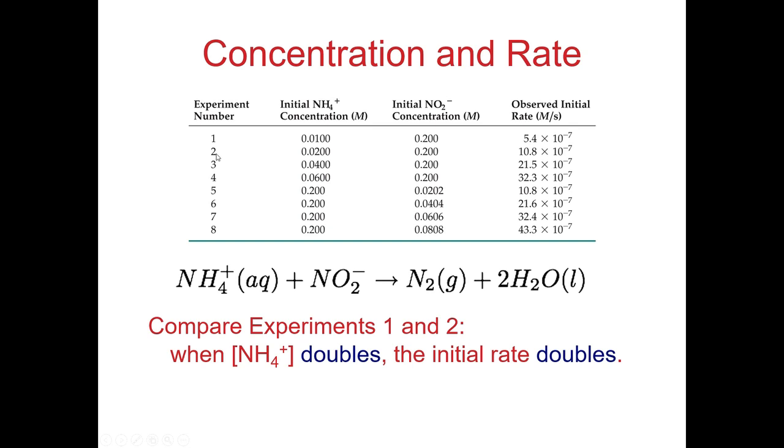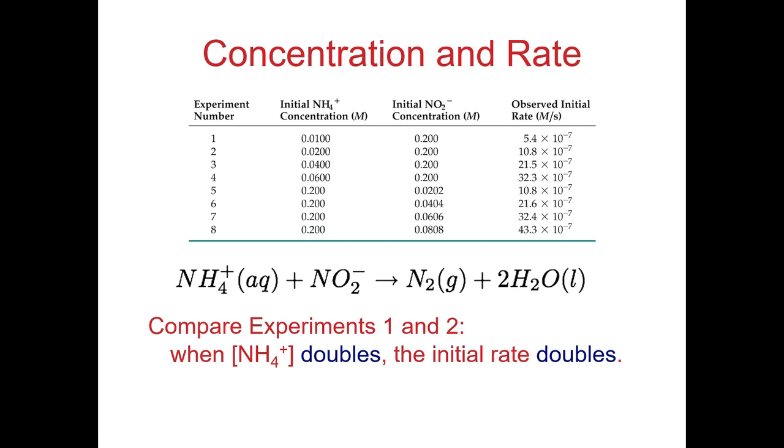So if I look at experiments 1 and 2, NH4 plus concentration is doubling between experiments 1 and 2, but the concentration of NO2 minus stays constant. So I'm removing any effect that NO2 minus would have on my rate. So this means the doubling of NH4 plus is what is giving me my change in my rate information. And between experiments 1 and 2, I see that my rate is also doubling. Alright, so when NH4 plus doubles, my initial rate of the whole reaction doubles.